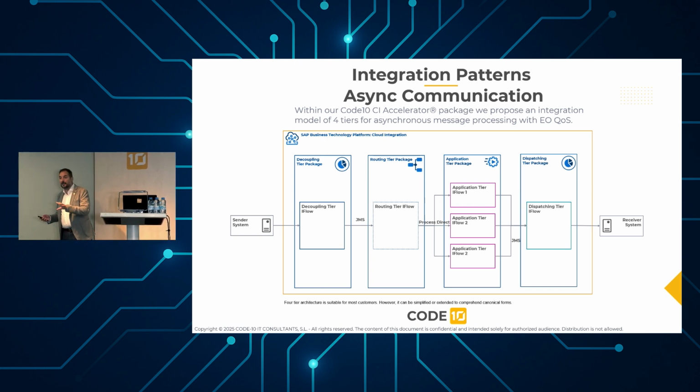The last tier is the dispatching one. And again, this last tier is to break all the possible synchrony with the receiving system, but also to grant the possibility of retrying the message that has already been transformed. So we have two restarting points: the routing tier that is the result of the application, and the dispatching tier. Because as probably you know, you don't have the possibility of retrying in Integration Suite out of the box.